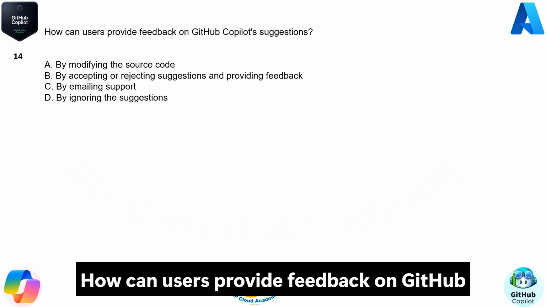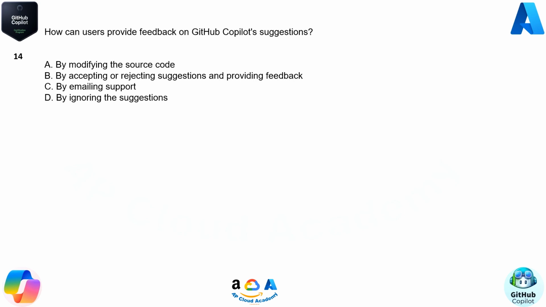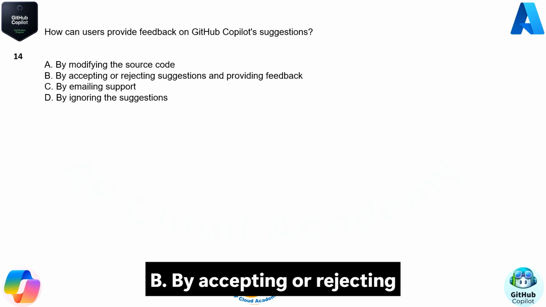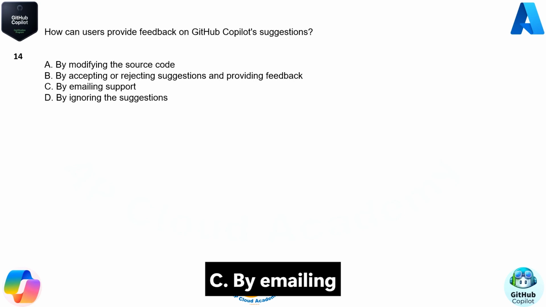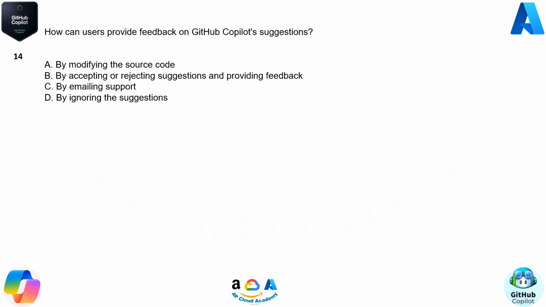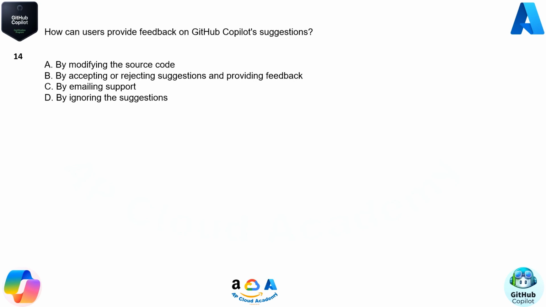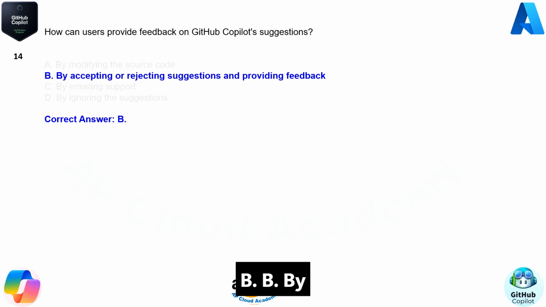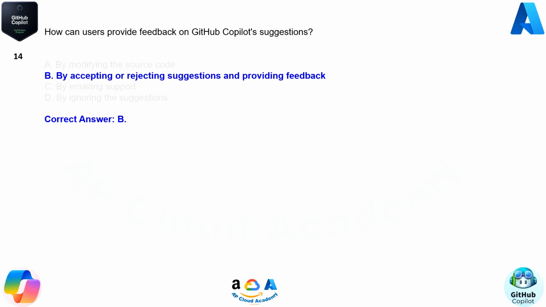How can users provide feedback on GitHub Copilot's suggestions? A. By modifying the source code. B. By accepting or rejecting suggestions and providing feedback. C. By emailing support. D. By ignoring the suggestions. Correct answer, B. By accepting or rejecting suggestions and providing feedback.